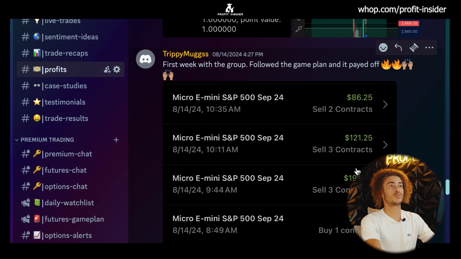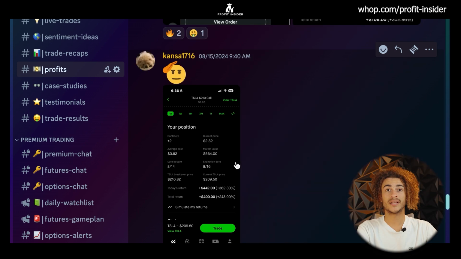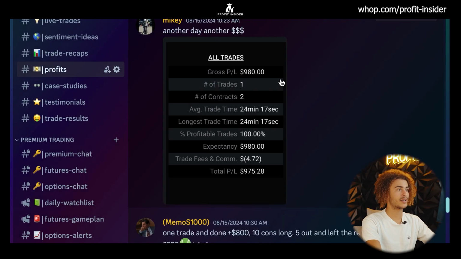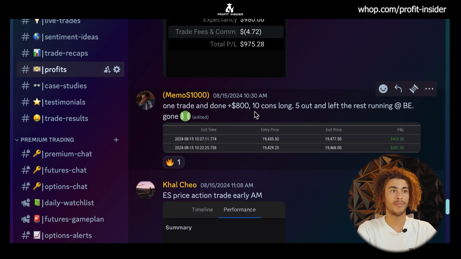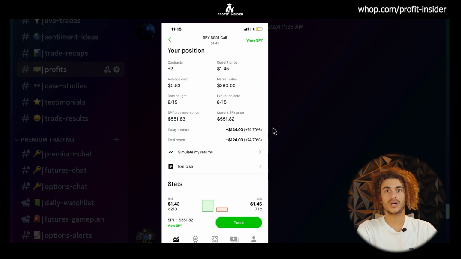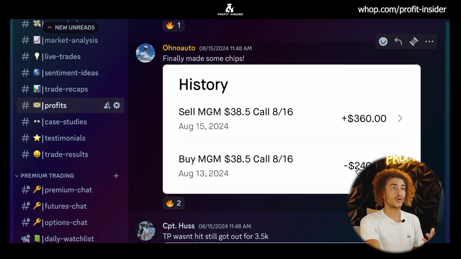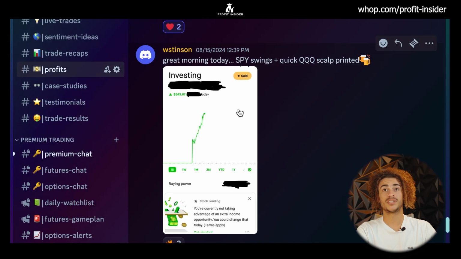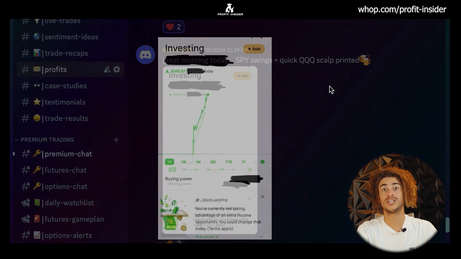My man Trippy said that this was his first ever week with us, and these are his profits, so it looks like it went pretty well. Kanza with a nice options trade, up 362% with $442 in profit. Mikey making some more money, I love to see it. Memo made $800. Elite Edge Financials with a quick $124 off of one of our options alerts. Oh No Auto made a quick $120. You can see that he bought it for $240, sold it for $360. Profit is the difference. My man Winston made a nice $343 in one day.